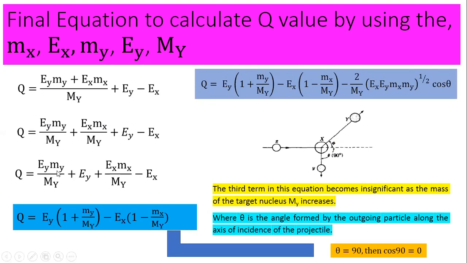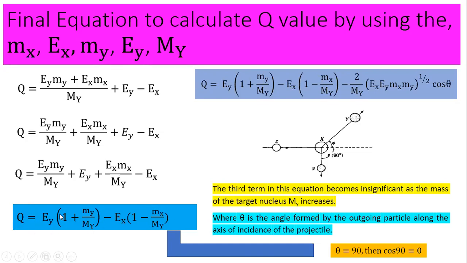Again, rearranging because I want to take a common factor, I'm just putting e small y over here, and the equation becomes like this. Now I'm taking the common E Y from this part, so this part will become like this. And here I am taking minus E X as a common factor, so the rest will be the bracket like this one, minus m x divided by M Y. There is no difference between these two equations; it is just rearranged to use in a simpler form. Actually, this is all about the final equation to calculate the Q value.